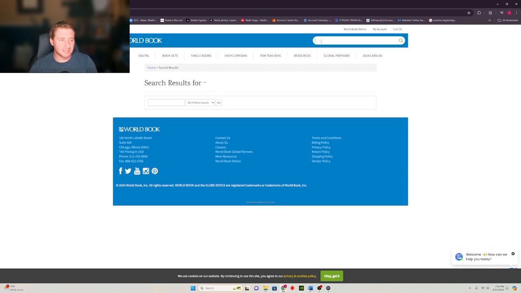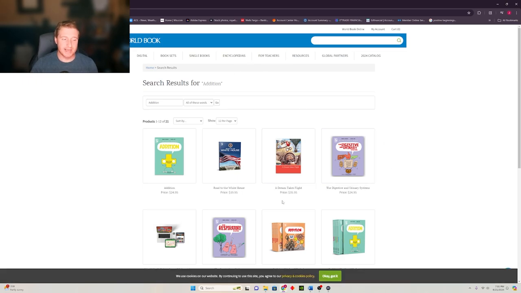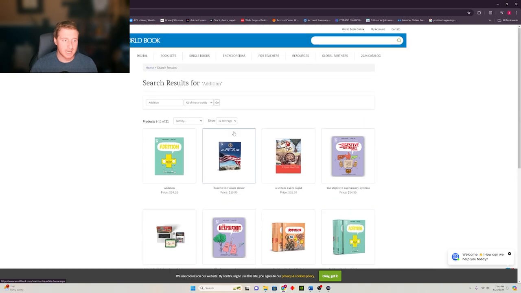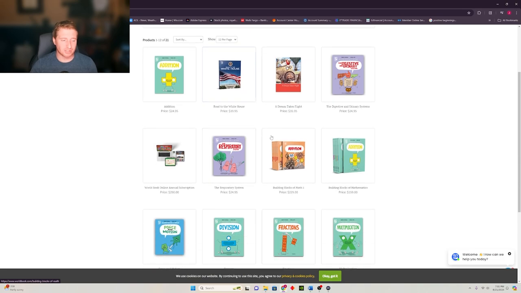All right, I guess they don't necessarily have the resources for the Mongol Empire. Let's try addition. So in the case of addition for math, see, here we have a whole bunch of different sources of information from World Book. It looks like they range from anything like political history to things along the lines of basic mathematics.